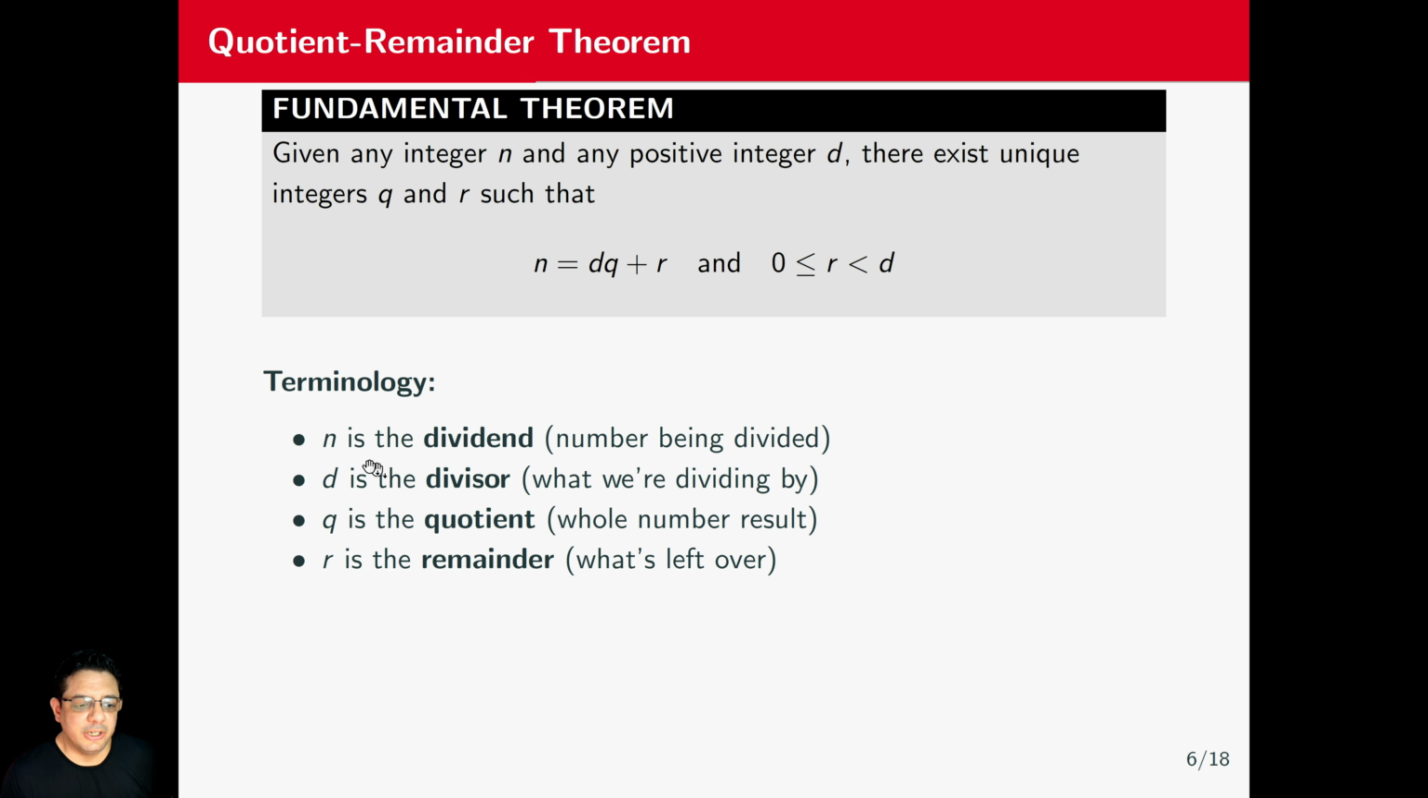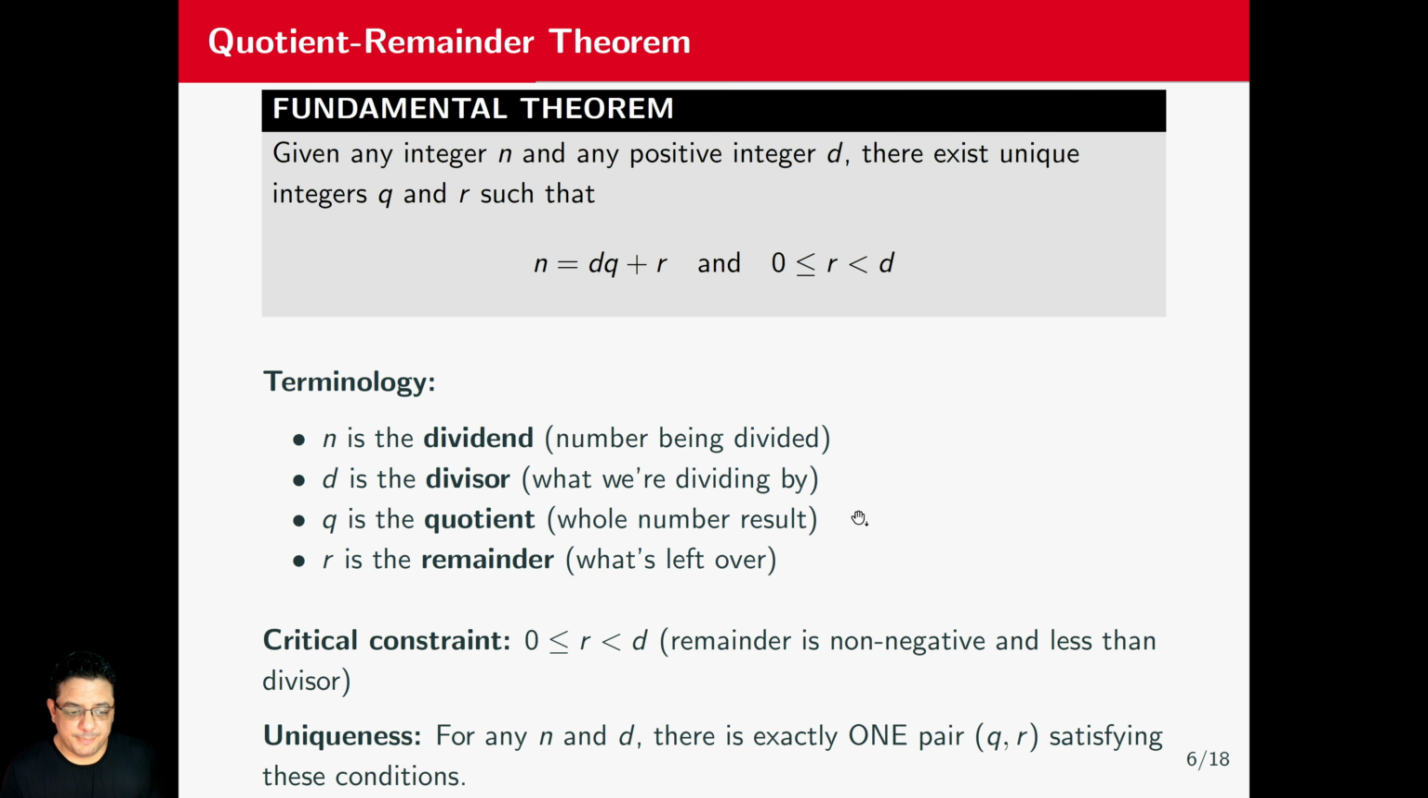Okay, so now in terms of terminology, we can say that n is the dividend, or the number being divided. d is the divisor, or what we're dividing by. In this case, I'm doing n divided by d. q is the quotient, which is the resulting number, and r is the remainder, which is what is left. One of the critical constraints is that the remainder is less than d and is also non-negative. This is also a unique representation. For any n and d, there's going to be just one pair of q and r that satisfy these conditions.